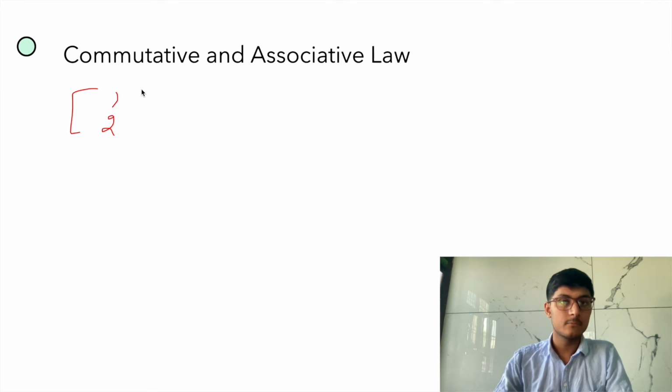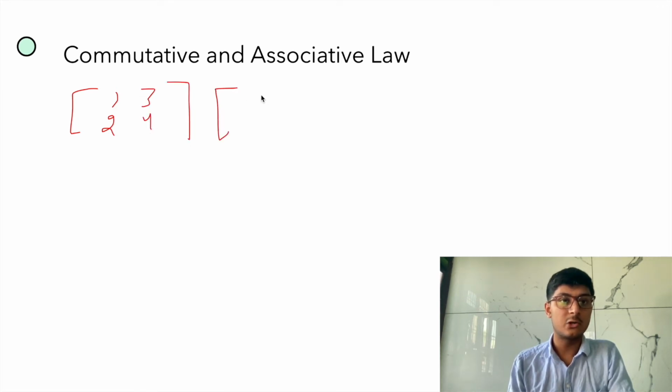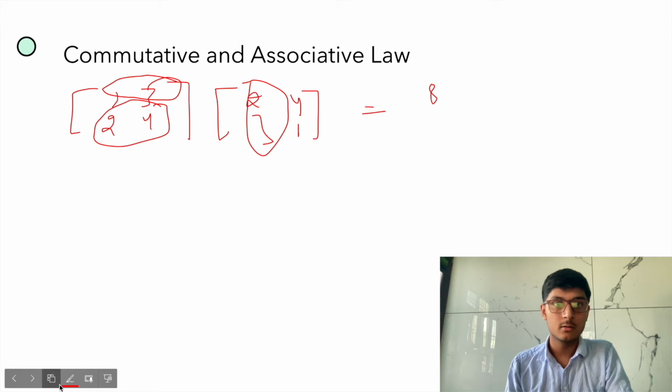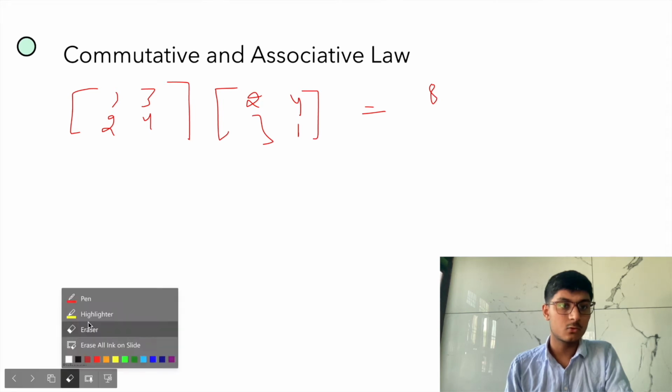So let's see. Let's take a small example. 1, 2, 3 and 4. So this is the first one, then 2, 3, 4 and 1. First we will check commutative law. So this will be 2 plus 6, 8. 8 will be written here. This multiplied by this and then this. So wait a minute.